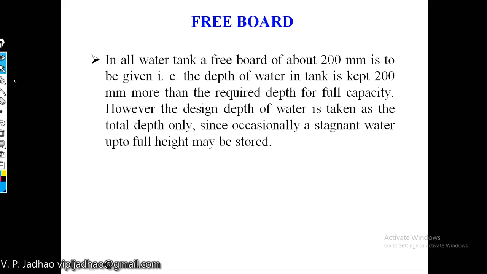Minimum freeboard of 200 mm is required to be provided for design of water tank. This will help whenever the water tank is filled up to the top. This can be used as a freeboard.